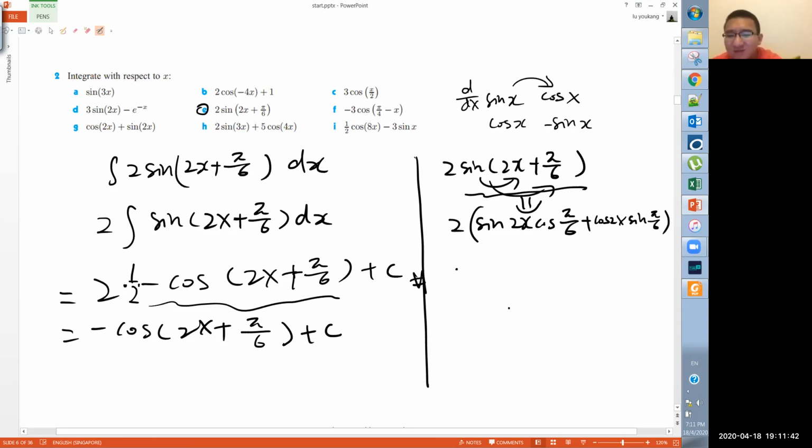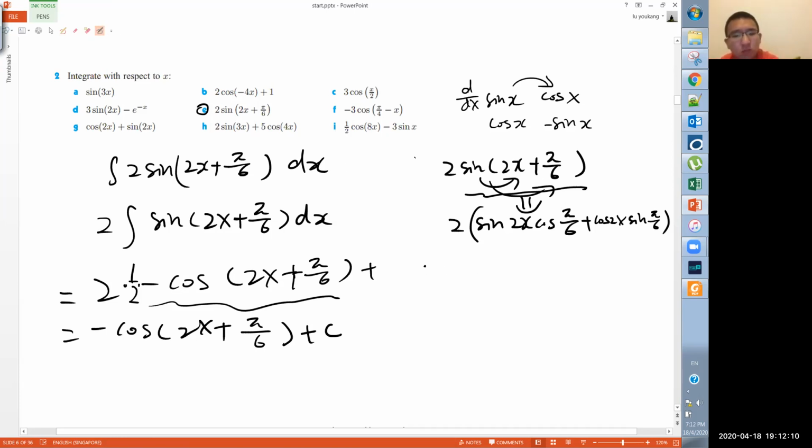It comes from sine of A plus B. You're supposed to get sine A cosine B plus cosine A sine B. It comes from this. So with this formula, things become easy.